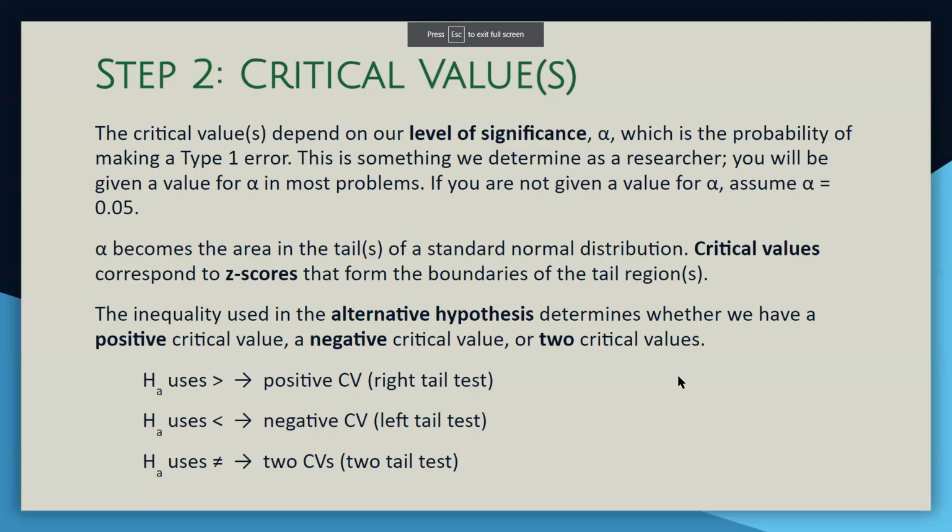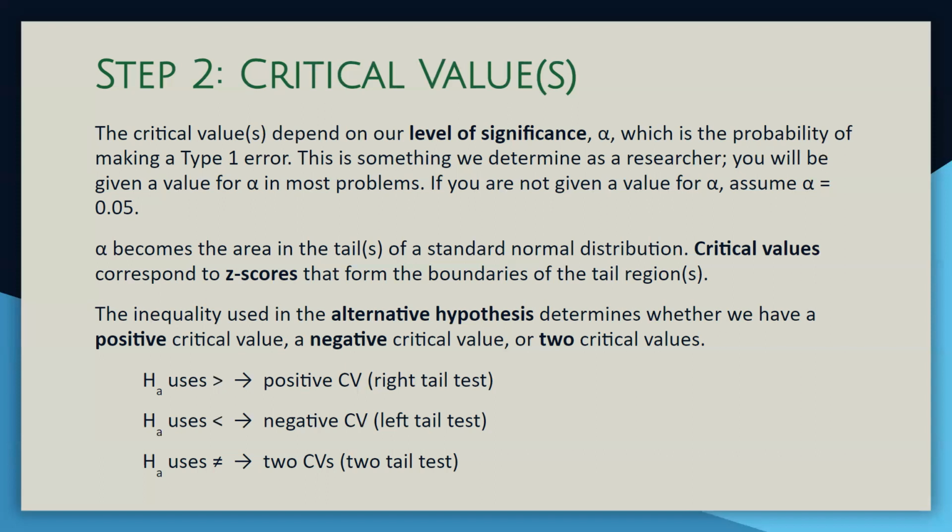Shame on you, Andrew. So if the alternative is greater than, it's going to be a positive critical value because that alpha is going to be in the right tail. If the alternative uses a less than symbol, we're on the left tail of your picture. And so you're going to have a negative CV. We're down in that less than 0 side of the graph.